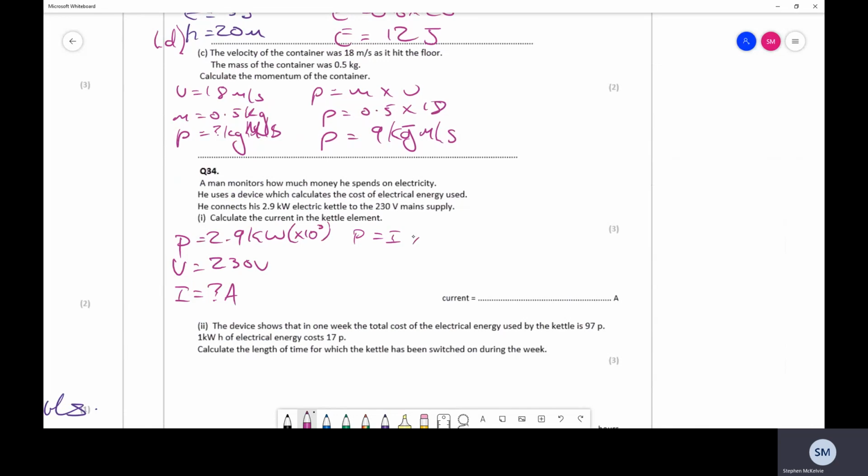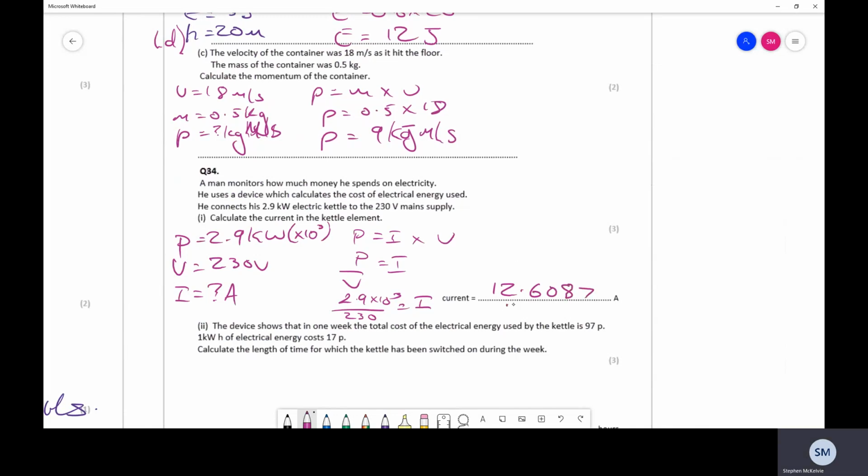Power is equal to current multiplied by voltage. I'm going to divide across by V to get power over voltage is equal to current. 2.9 times 10 to the 3 over the voltage, which is 230 volts, will equal my current. 2.9 times 10 to the power of 3 divided by 230 will equal 12.6087.